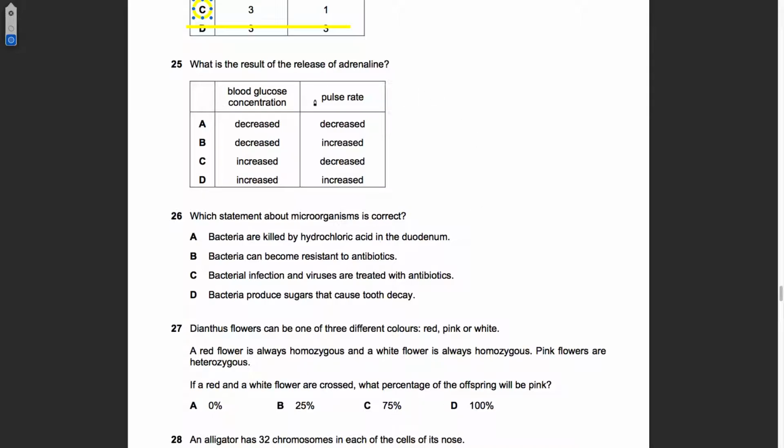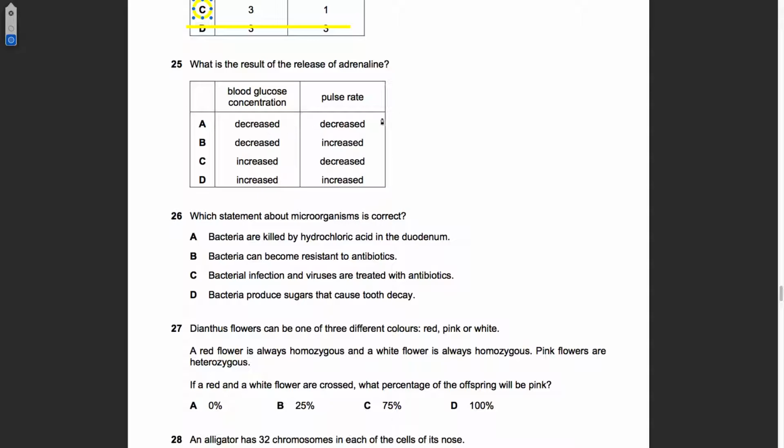There's 2 factors we're going to look at. What happens to blood glucose? What happens to pulse rate? Now, this one's probably the easiest one to start with. If you think of adrenaline being released, you're scared, you're worried, whatever it might be, someone's just made you jump, your pulse rate's going to suddenly increase because your heart rate's going to increase. So we're looking at B or D.